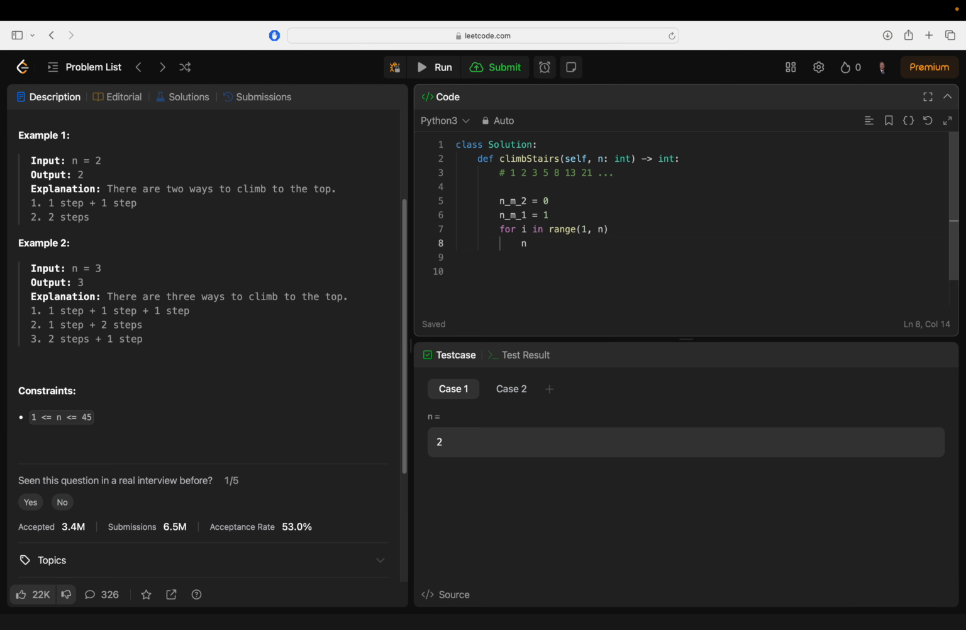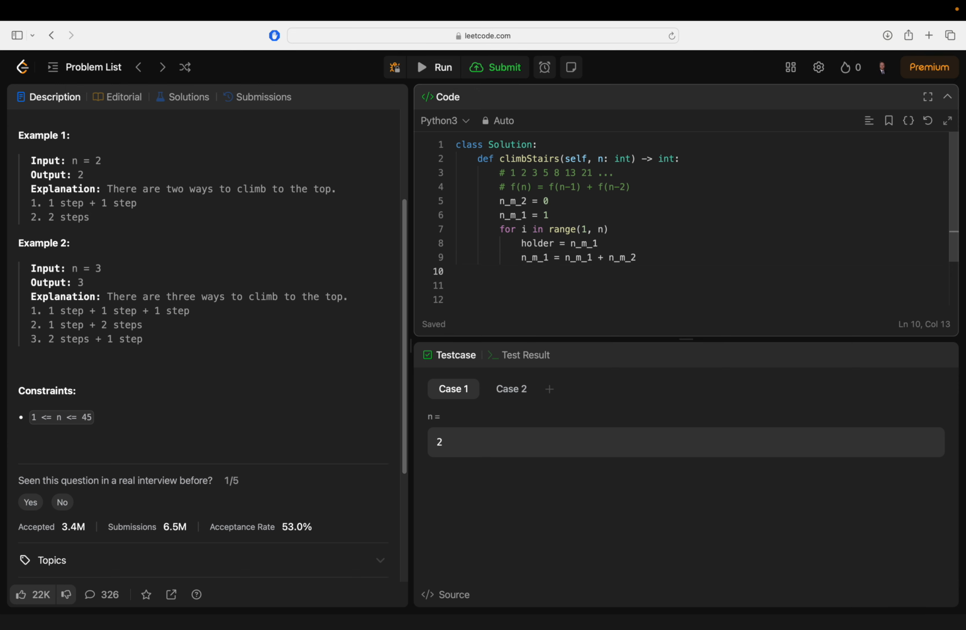We're gonna say holder equals NM1, because we're going to update NM1. NM1, of course, standing for N minus 1. N minus 1 equals, basically, so for the record, that's to represent this function right here, where F n equals F n minus 1 plus F n minus 2. That's why these are named like that. Equals NM1 plus NM2.